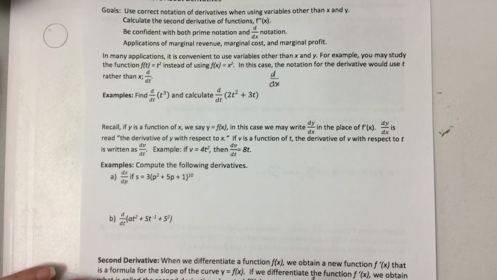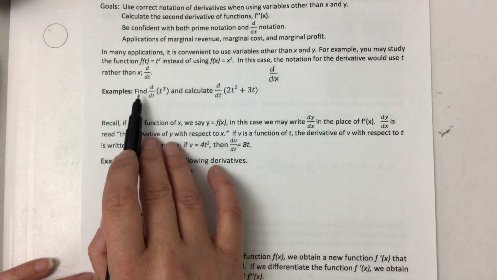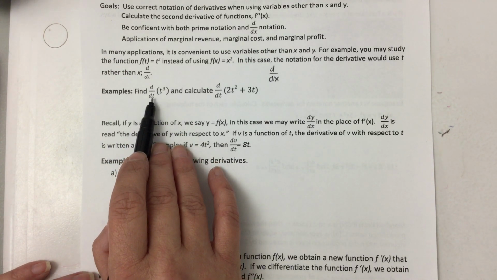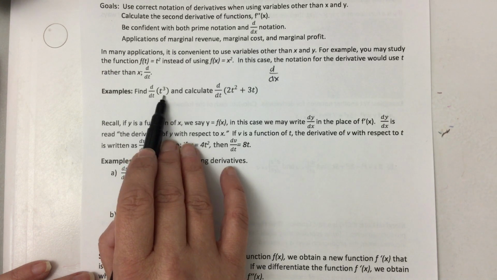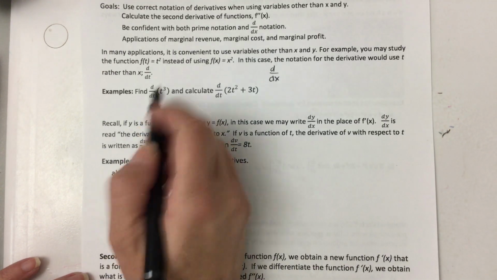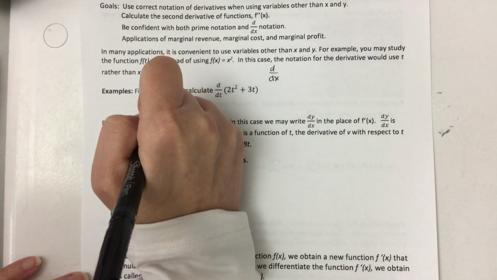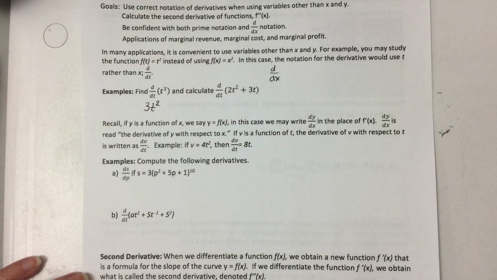So let's go ahead and get used to that notation. If this is find d over dt, find the derivative, but my variable is a t. The process is the same. This is the power rule. So I would take the 3 out front, keep the t, reduce the exponent by 1. You're done. That's the same thing.